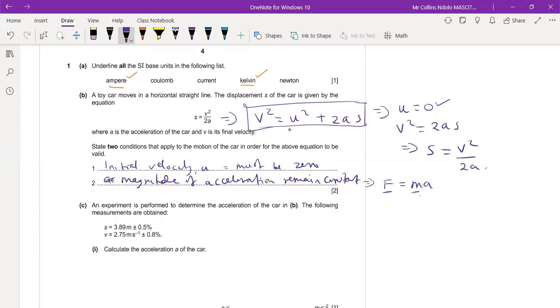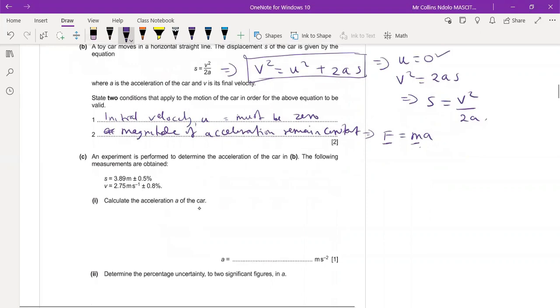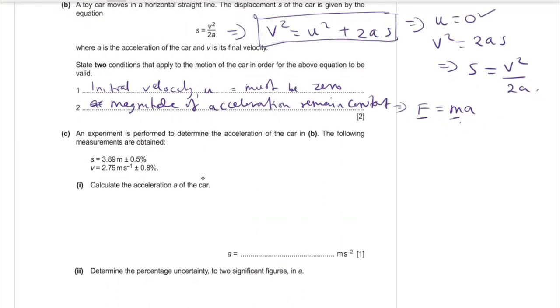Now, an experiment is performed to determine the acceleration of the car in part B. The following measurements are obtained. S is given by 3.89 meters plus or minus 0.5%. Then V is 2.7 meters per second with a percentage error of plus or minus 0.8%. Calculate the acceleration of the car.